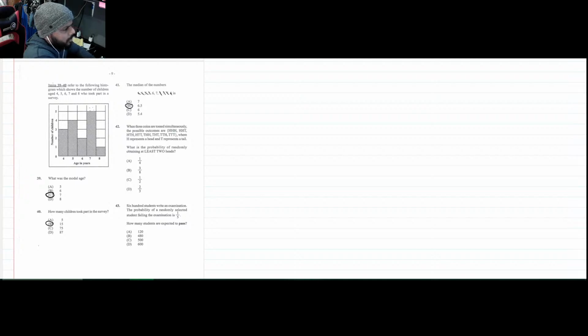When 3 coins are tossed simultaneously, the possible outcomes are listed. What is the probability of randomly obtaining at least 2 heads? So at least 2 heads is a minimum of 2 heads. So they actually listed out all the possible outcomes. The total number of possible outcomes is 1, 2, 3, 4, 5, 6, 7, 8. So it'll be something over 8.